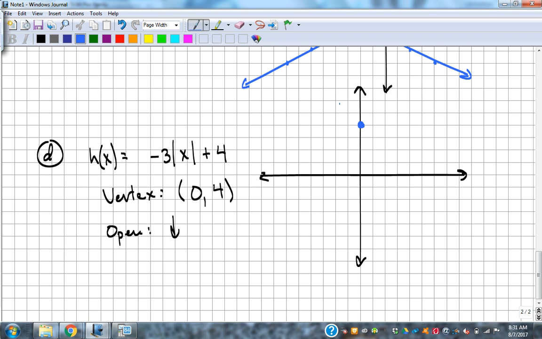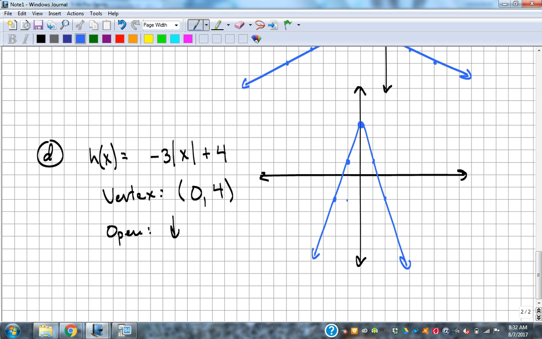And then how do we count our slopes for each side? Up or down? Down 3 over 1. Down 3 over 1 on each side. So that 3 that was in the front made the absolute value graph skinnier. All right, so a bigger number in the front as a shrinks it this way, or compresses it horizontally, or maybe it's a vertical stretch.